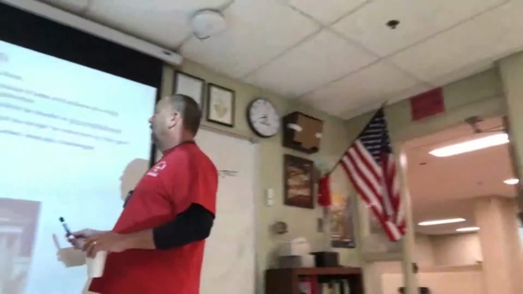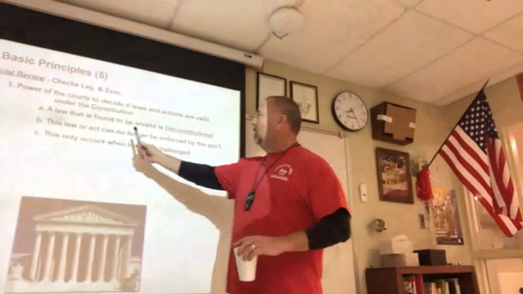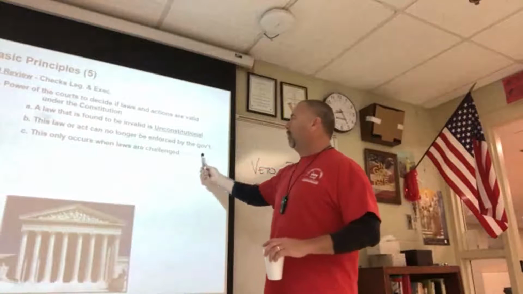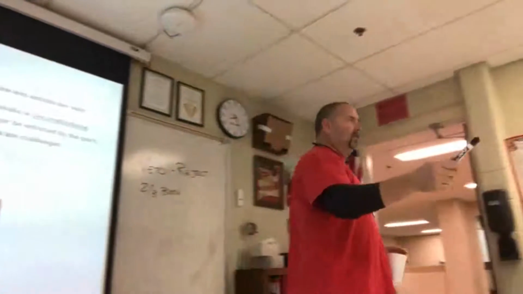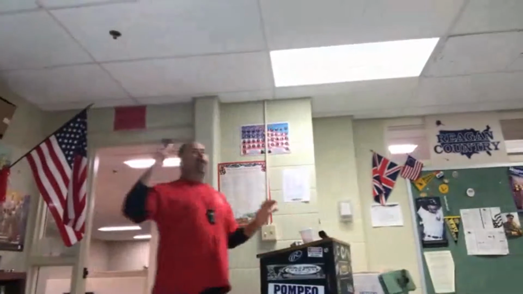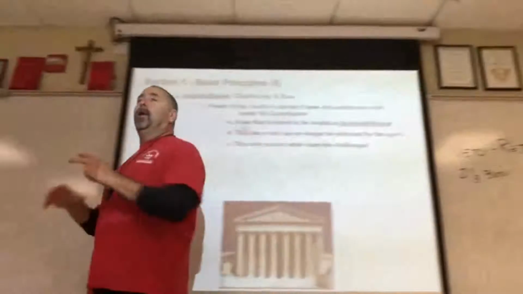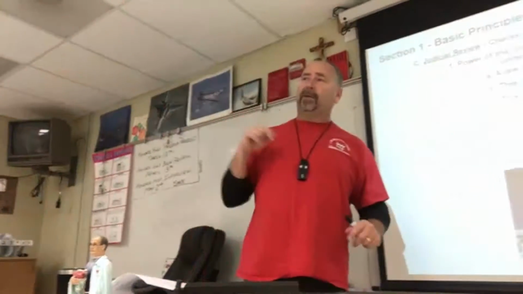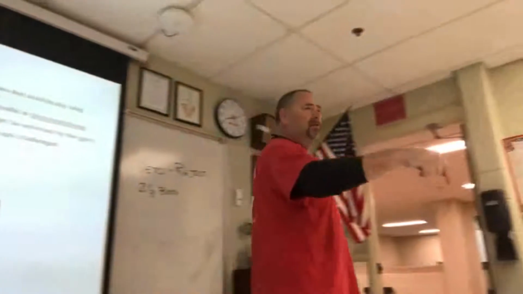That changed eventually, okay? So the power of the courts to decide if laws or actions are valid. If the law is invalid, it's unconstitutional. The law or the act can no longer be enforced by the government. This only happens when laws are challenged. So guys, there has to be a victim of the law. Congress can pass a law today that's unconstitutional. Everybody knows it's unconstitutional. But until somebody is a victim of that law and challenges it in courts, only then can the courts decide it's unconstitutional.